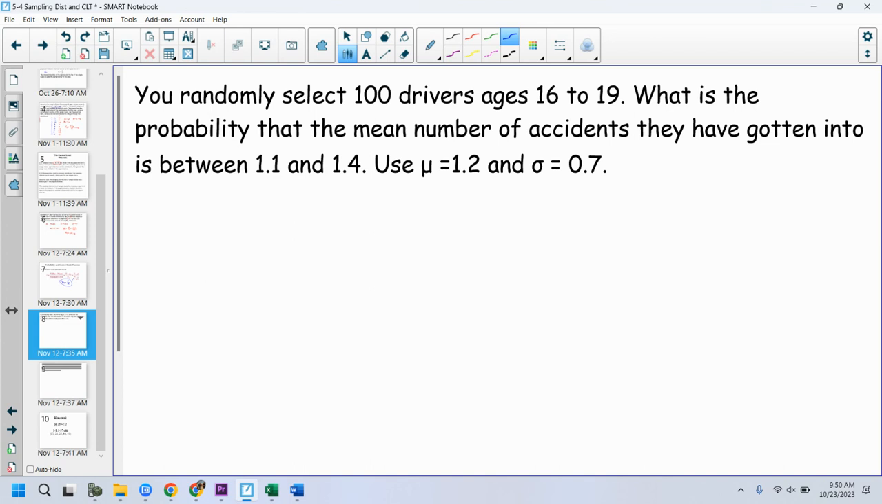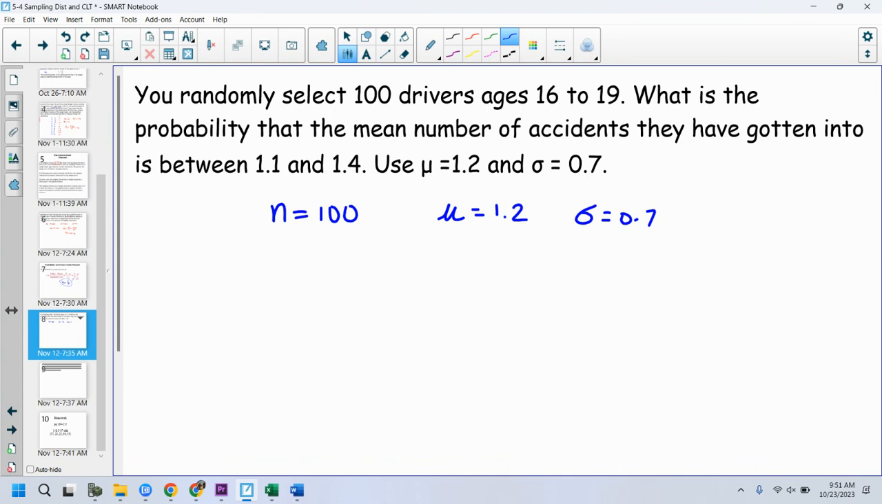That tells me that the population mean for drivers age 16 to 19 is that they have gotten in 1.2 accidents, with a sigma of 0.7. So that means 0.7 above and 0.7 below is one standard deviation away from that mean. So what's the probability that if I select 100 kids, 16 to 19, their mean falls between 1.1 and 1.4? Now, how do I know that this is normally distributed? Well, because my n is greater than or equal to 30. In this case, n is 100. Okay, mu is 1.2, and sigma is 0.7.